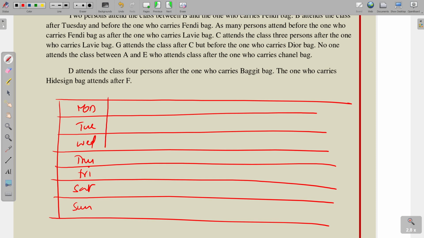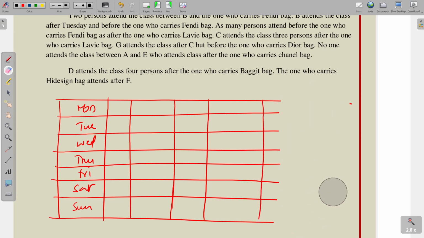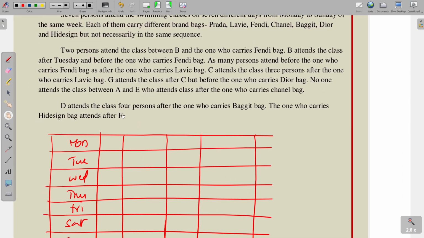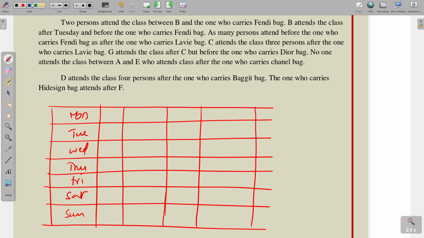So person and class. Each person carries a different bag. 2 persons attend classes between B and the one who carries the Fendi bag. B attends the class after Tuesday but before the one who carries the Fendi bag. So Tuesday means first of all B is placed here, 1, 2, here Fendi bag. Second possibility, B and Fendi bag.